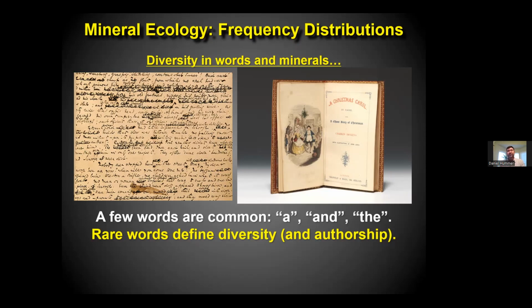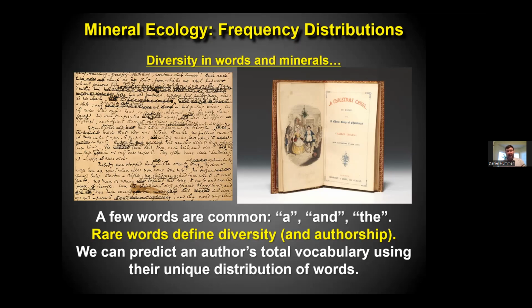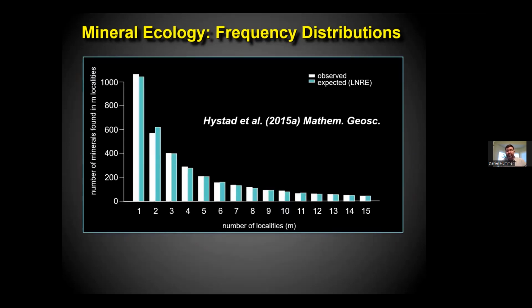And in fact, linguists do these statistical analyses. They analyze the word frequency distributions in a book, and from those distributions, you can actually figure out who the author was. Linguists have discovered the authors of unsigned manuscripts by going through this process. And not only that, but you can also use the statistics to project the author's total vocabulary and determine how many total words that author actually knows, because they follow such a regular distribution. So minerals do the same thing.